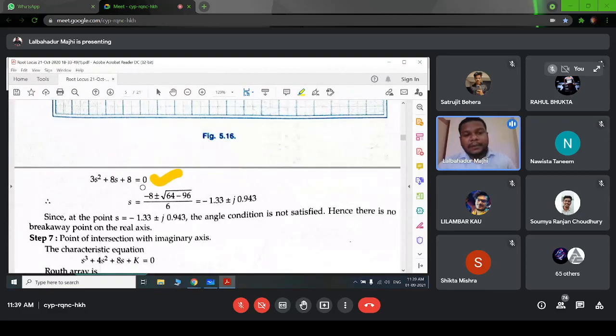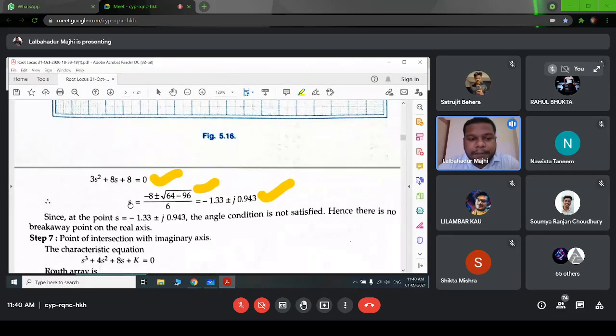To calculate the breakaway point, we have to do this dk by ds. From this equation you can use your calculator, or use the formula minus b plus minus square root of b square minus 4ac. You can also try. From this dk by ds, we get the value of s equal to minus 1.33 plus minus j0.943. We are getting complex conjugate breakaway points, 2 breakaway points.